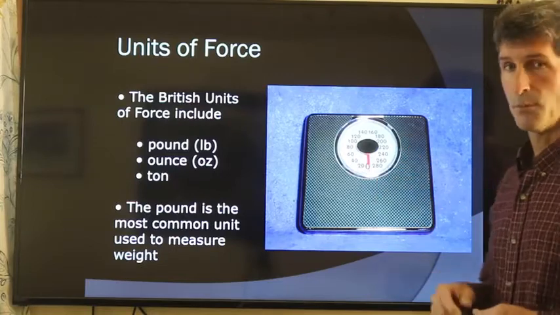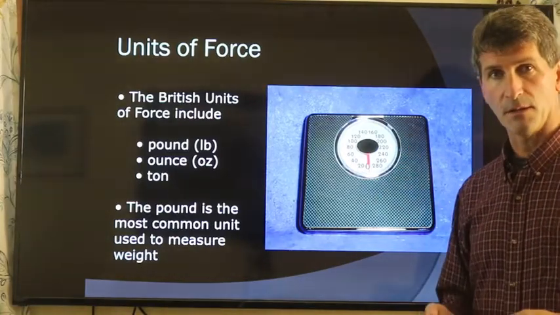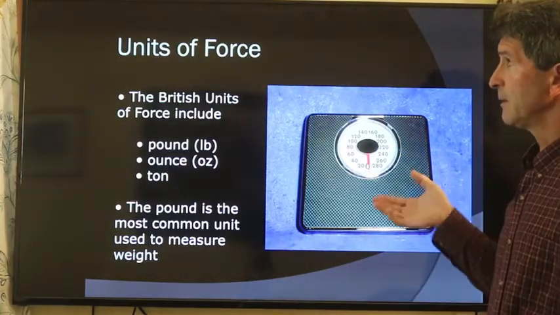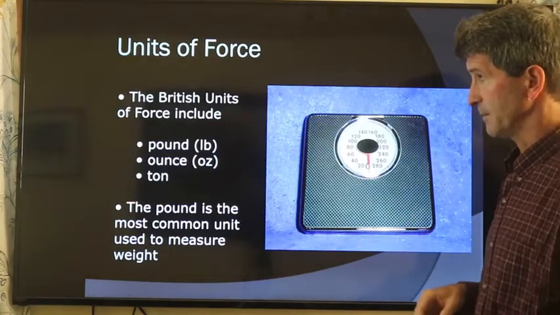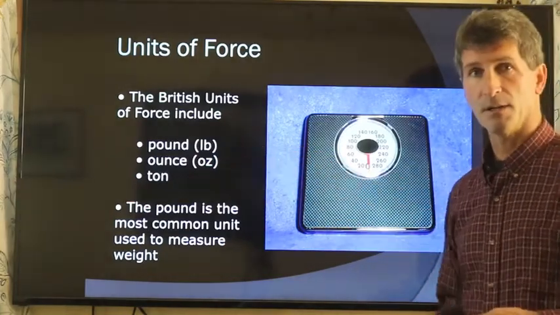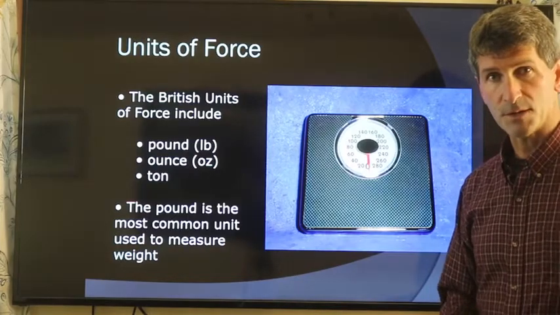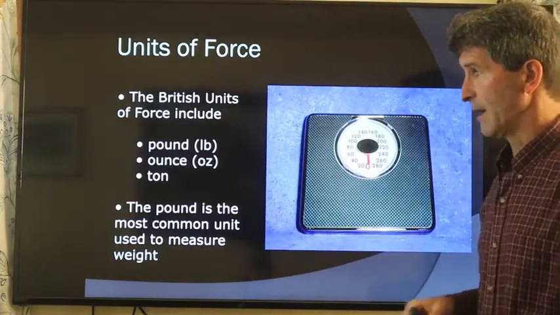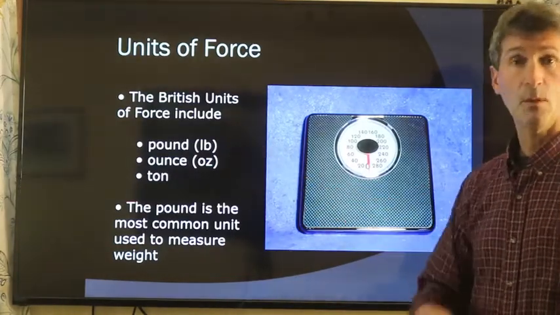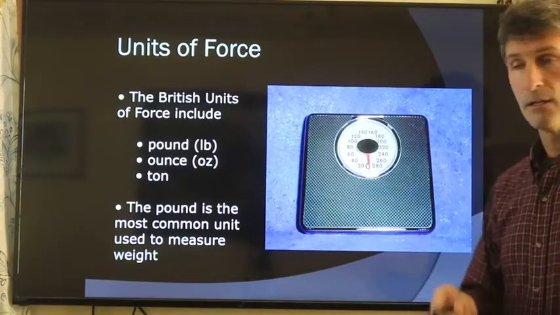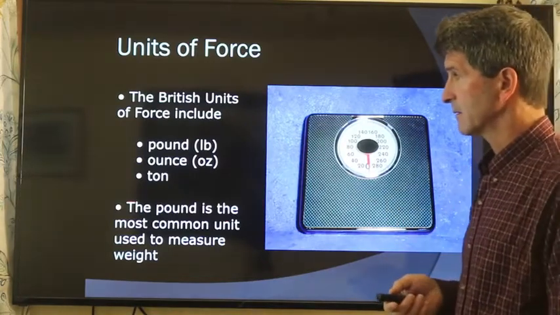Again, units of force, newtons are the SI unit for force. In the imperial system, in the US customary system, pounds, ounces, and tons are typical units of force. We normally think of them as related to weight. Weight is actually a force. So weight is the force of gravity. Okay?